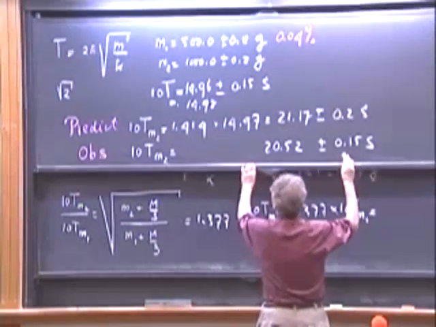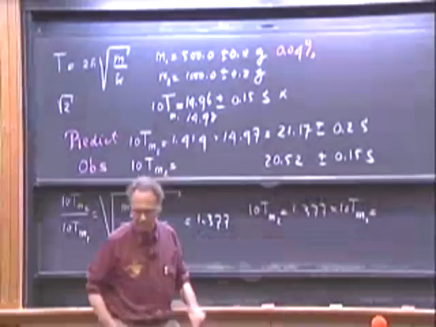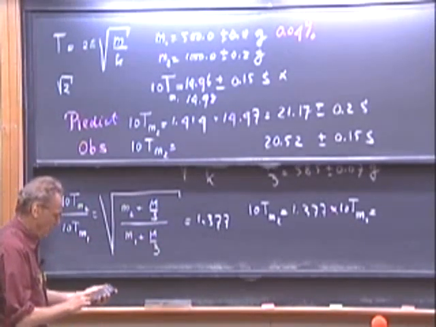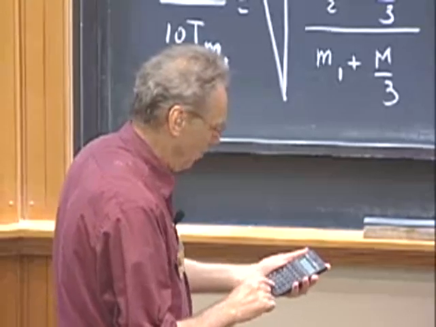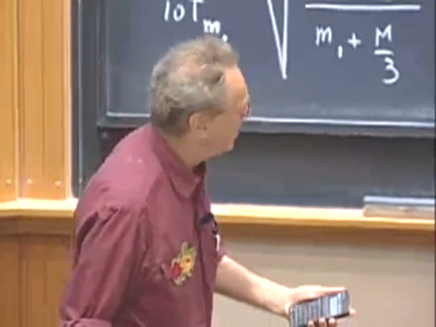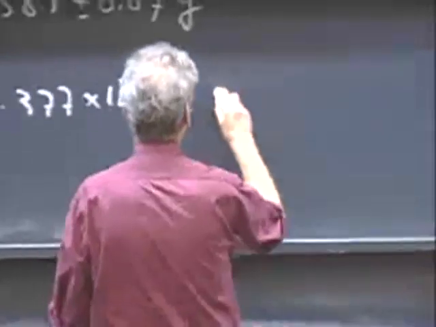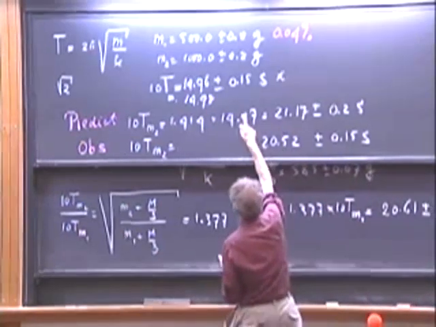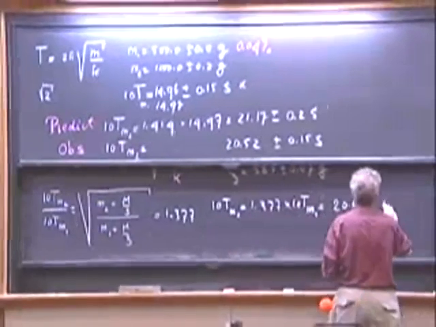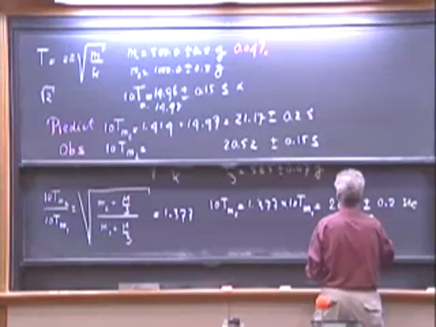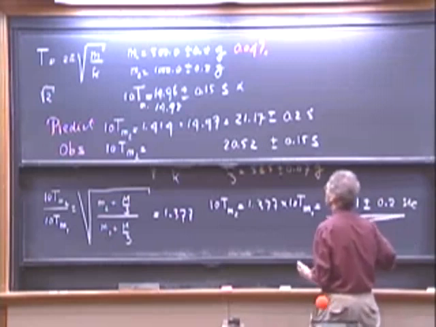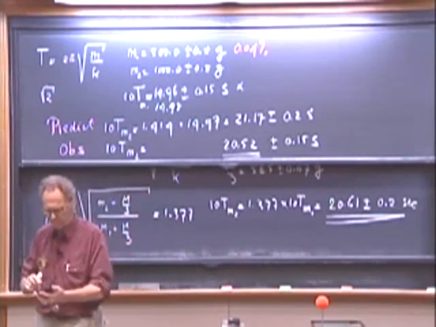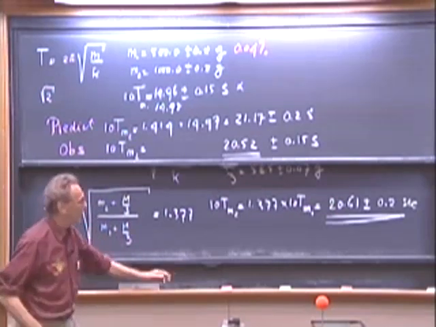So I take this number. And now I'm really getting nervous, not joking. 14.97 multiplied by 1.377 is 20.61. And the uncertainty would be the same uncertainty as in there, which is a 1% uncertainty, so that is 0.2 seconds. This number you can now compare with this number on the board. Within the error of measurements, they now agree.